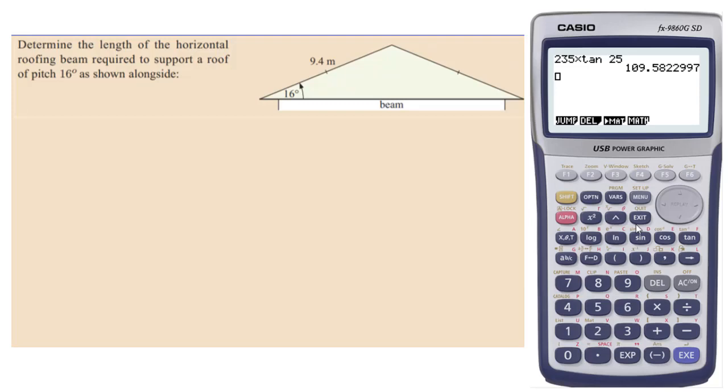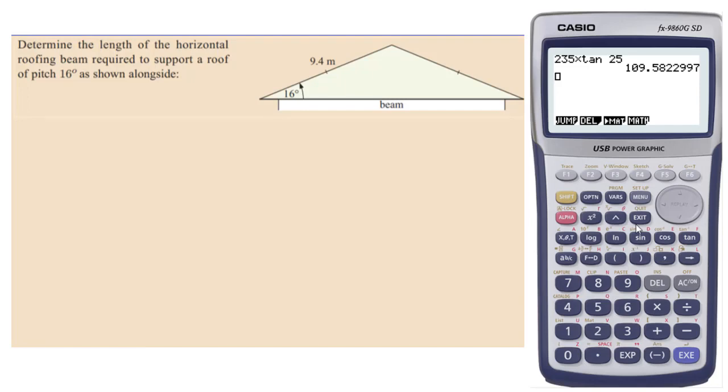Determine the length of the horizontal roofing beam required to support a roof of pitch 16 degrees as shown alongside. So you wouldn't be expected to know what pitch means in context, so you're never going to be given a word like that without being given the diagram. So what I am going to do, just look at the diagram.